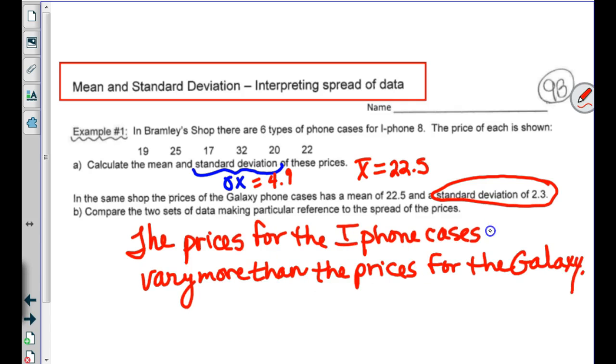Okay, and again, it's because the standard deviation for the iPhones was 4.9, and for the Galaxy, it's only 2.3. Means the prices, like, so 22.5 is the mean for both, but it might be that the Galaxy cases only really go from 20 to 25 or whatever. There's not very much variation. It would be a little more than that, but you get a little bit of idea what standard deviation tells you?